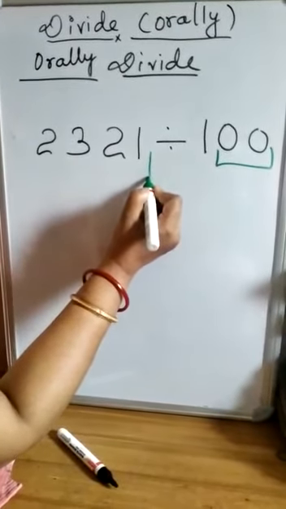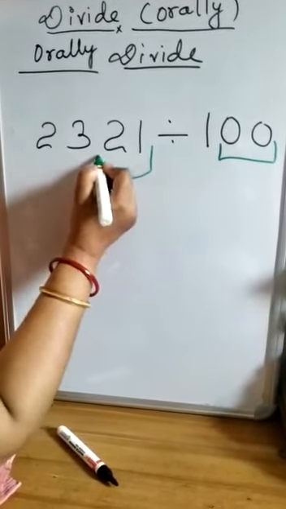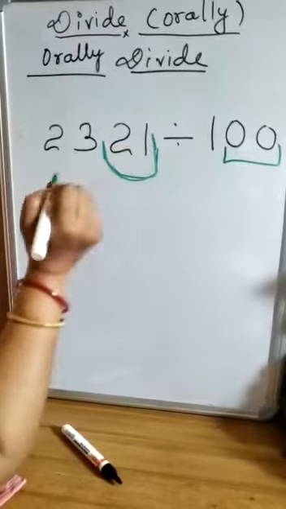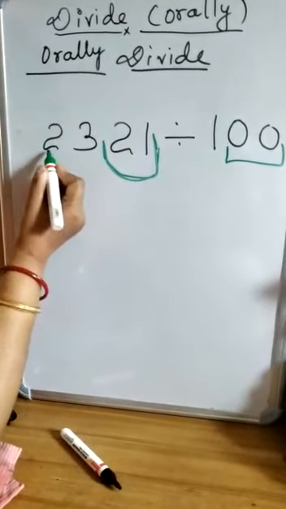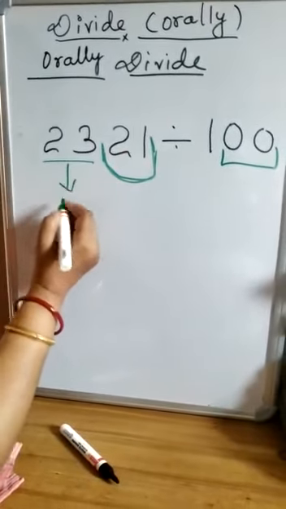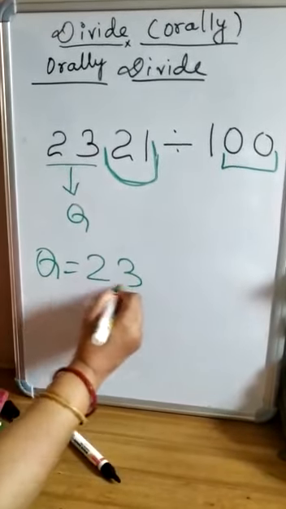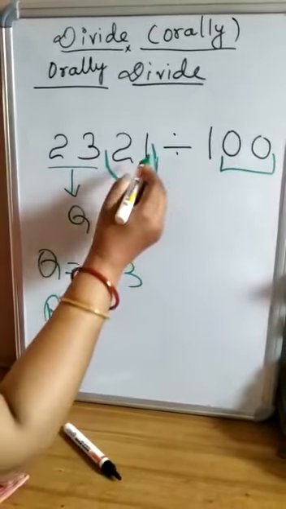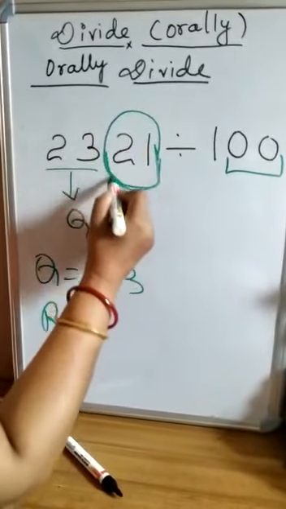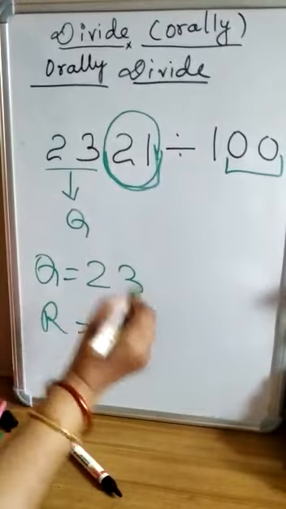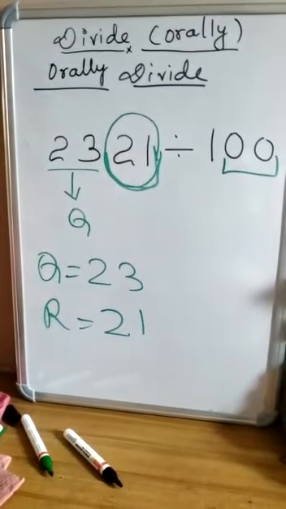I go from the right side: 1, 2. 2 digits I will remove. This is blocked. So the remaining digits, 23, is the quotient. Right? So the quotient is 23, and the digits which are removed, this 21, is the remainder. Correct?